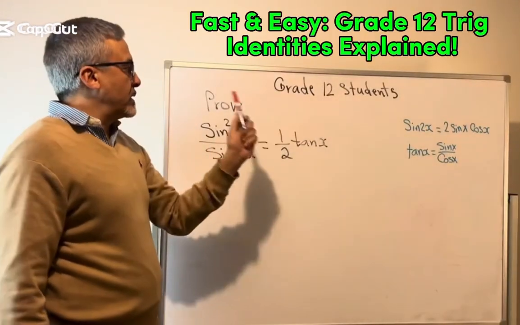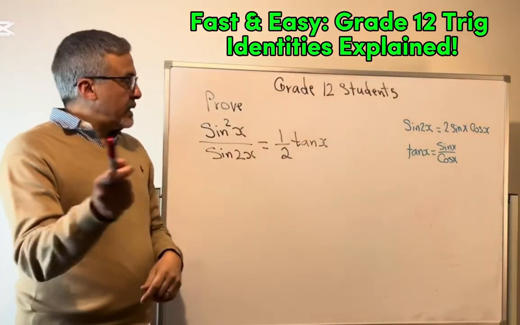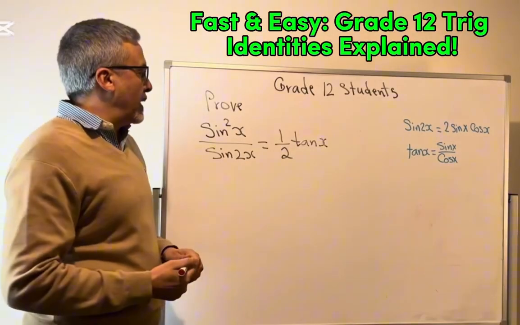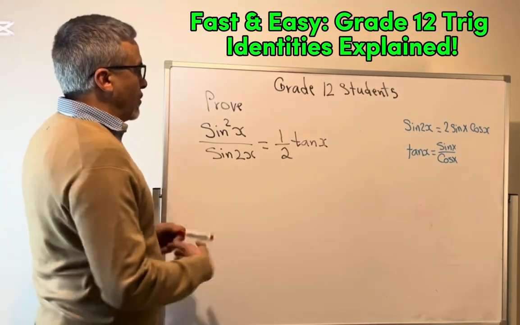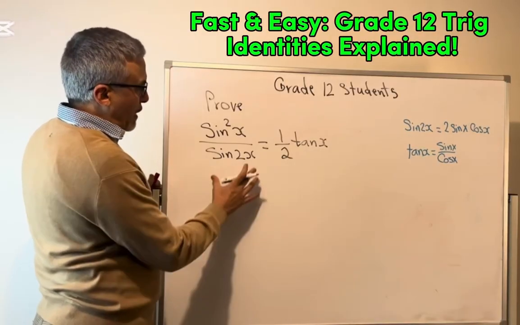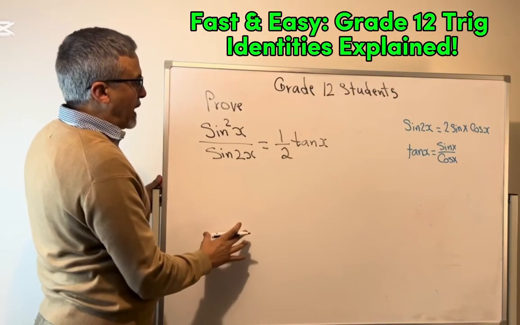So grade 12 students, trigonometry again. This is proving identities. Lots of students struggle with proving identities. So now we're going to try this one right here. Always you want to work on one side. So I'm going to work on the left side. That looks a little bit more complicated.